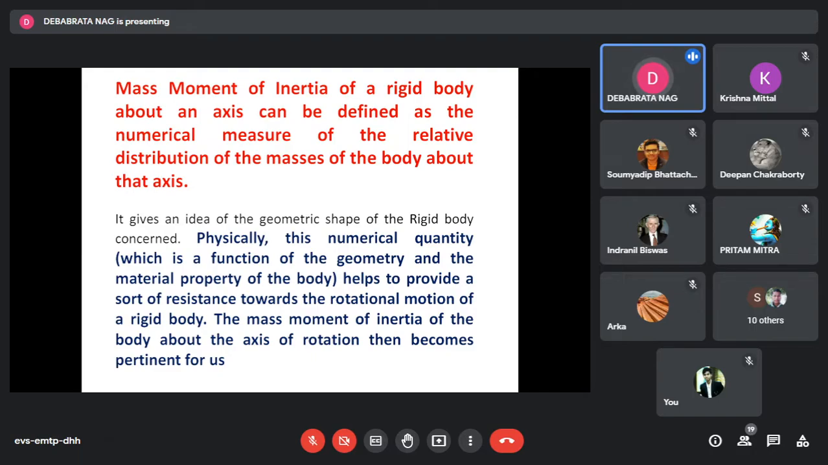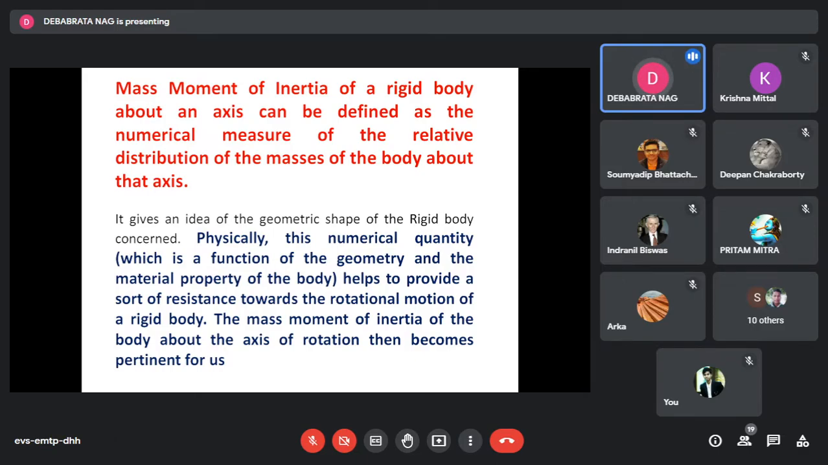But that is a separate issue. Actually, the mass moment of inertia can be calculated about any line of a rigid body. And what it talks about is that it takes care of the relative distribution of the masses that comprise that rigid body with respect to that line, about which I am going to calculate the mass moment of inertia.